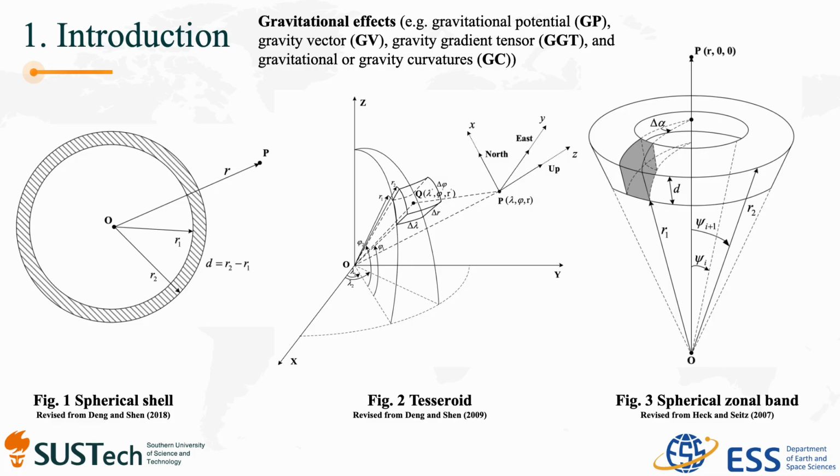A spherical random ball also has the analytical solutions of the gravitational effect when the computation point is located along the polar axis. In terms of the quantity of discretized tesseroids, a spherical random ball is smaller than a spherical shell, and the corresponding calculation time will be largely reduced.